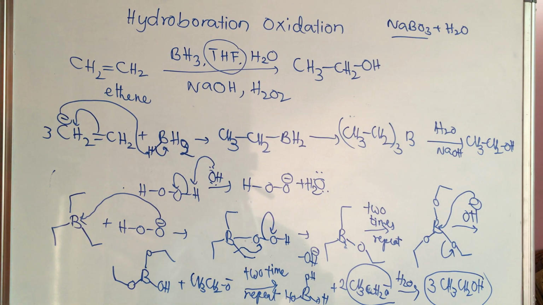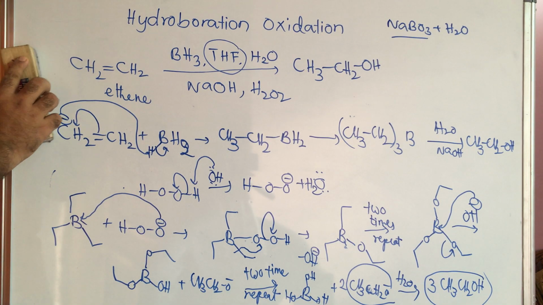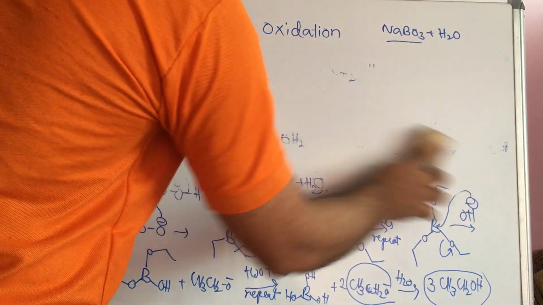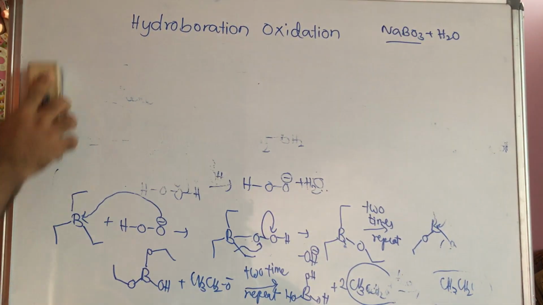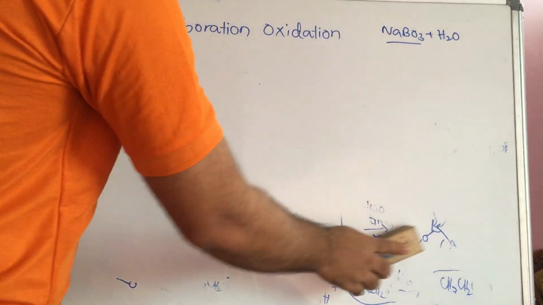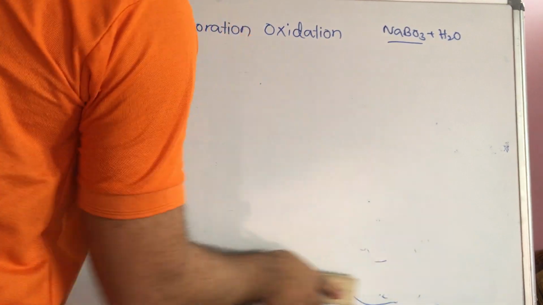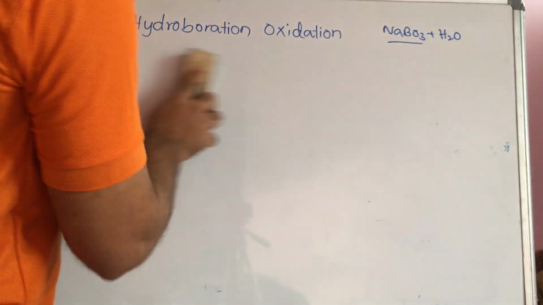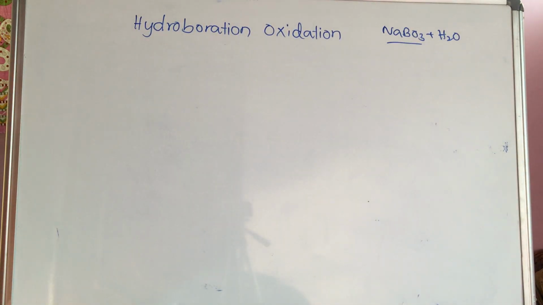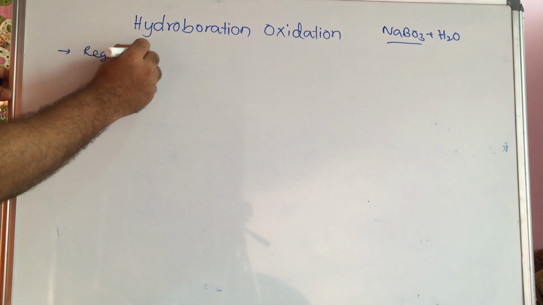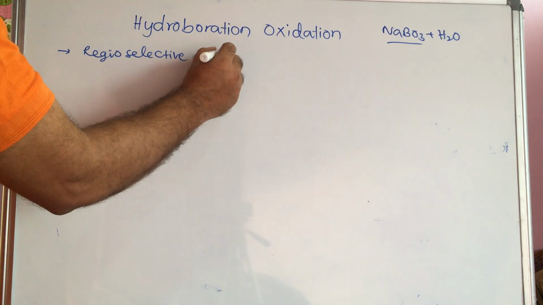And what are the salient features of this hydroboration oxidation? We'll discuss now, important points for the competitive exams. This mechanism may not be asked because nowadays the exam is not descriptive, it is objective type. That's why we only have to remember what is the role of this THF and which type of product will form. This hydroboration oxidation is regioselective and stereoselective.